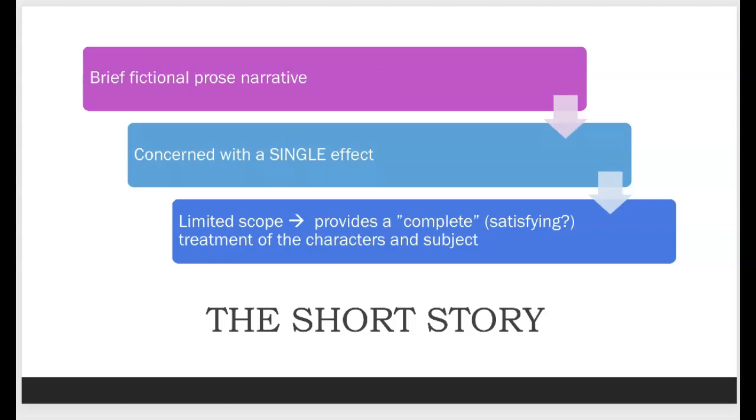And keep in mind, though, that just because the plot is not complex, the ideas presented in the story are, because every word is important, and we are concerned with economy here. Every word counts. But the point is, with a short story, you're going to have a limited scope, and it's going to ultimately also provide a complete, and I don't mean satisfying, treatment of the characters and the subject. It stands on its own as a complete entity, right? So that's the definition that we will be working with as we talk about the short story.